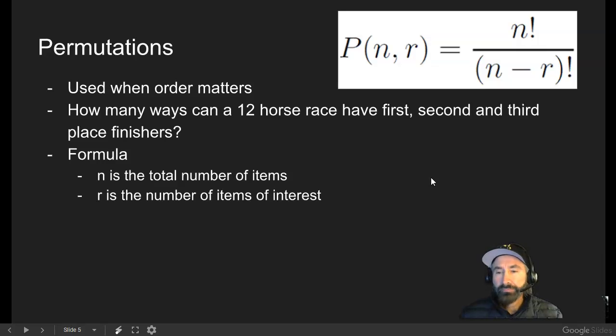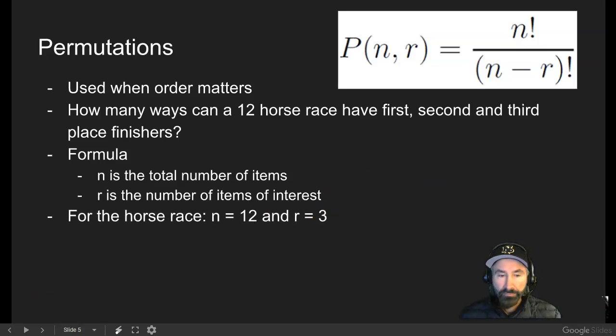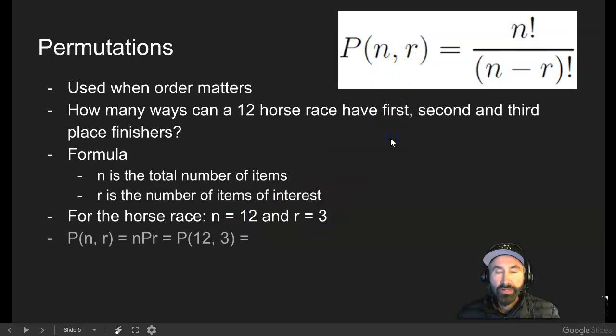Now, does anyone ever have R set to be the same as N? Absolutely. Of course we could try to figure out how many ways 12 horses finish out of a 12-horse race. But in this case, we're mainly interested in first, second, and third. So in this particular case, the N in the formula is going to equal 12, and the R in the formula is going to equal 3. So then all we have to do is do the calculation.